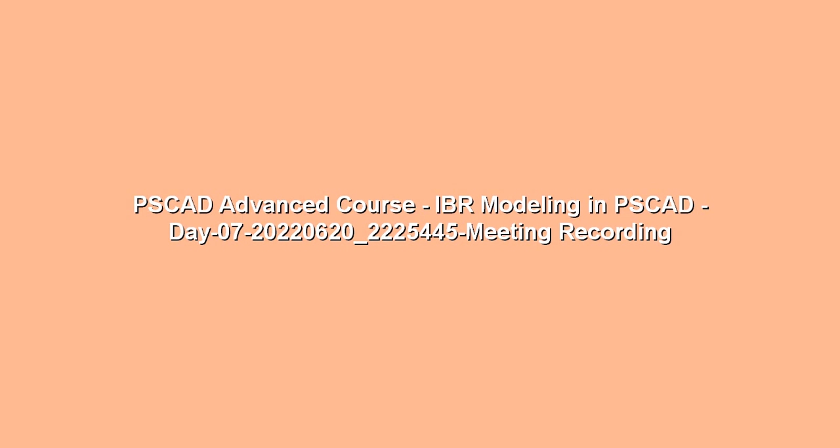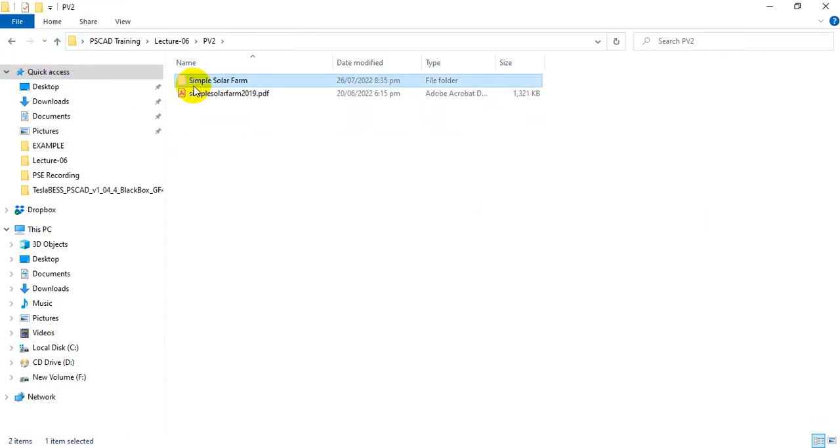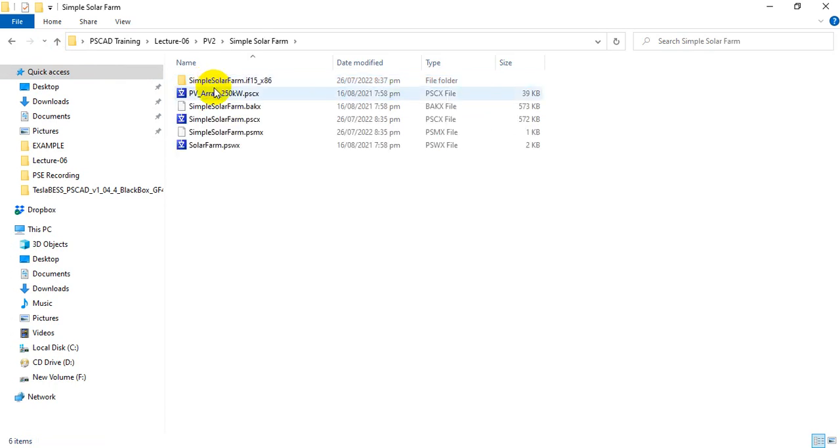This is lecture number 6, that is Day 7, on the second part of the solar model. In the previous lecture we covered the generic solar farm. Now we are implementing the complete solar farm. In order to understand solar farm modeling in PSCAD, first we understand the PV array model that is given in PSCAD. So let's open this PSCAD file first.